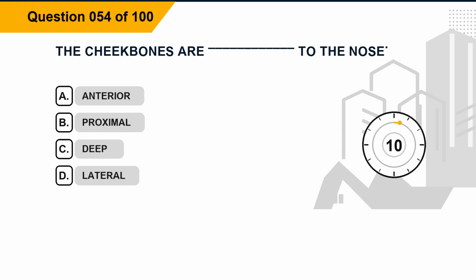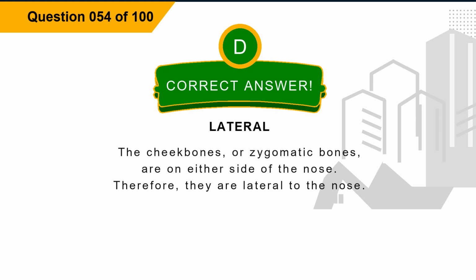Question 54. The cheekbones are blank to the nose. Option A. Anterior. Option B. Proximal. Option C. Deep. Option D. Lateral. The correct answer is option D. Lateral. Explanation. The cheekbones, or zygomatic bones, are on either side of the nose. Therefore, they are lateral to the nose.